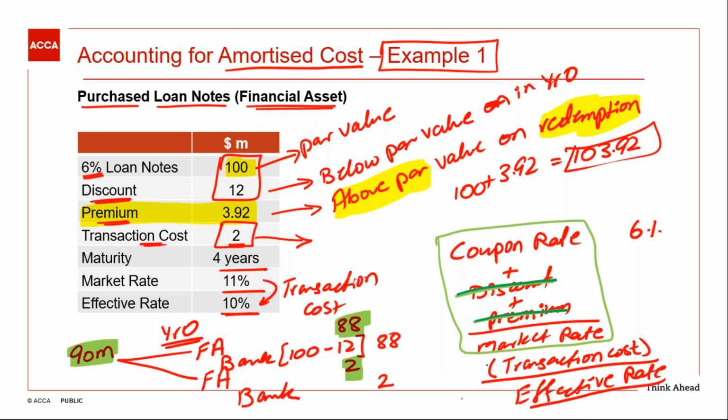Similarly, if in the question there is no transaction cost, this means that the market rate and the effective rate will be the same, because the difference between the market rate and the effective rate is the transaction cost. So if there is no discount, no premium, no transaction cost, this means every rate is the same. Coupon rate, market rate, and effective rate all will be the same. So if there is no effective rate given in the question and there is no transaction cost, this means the market rate given in the question is the same as the effective rate. Is it clear to all of you?